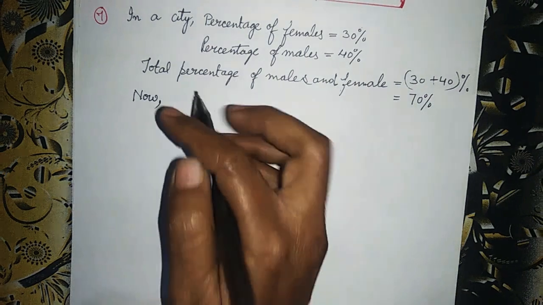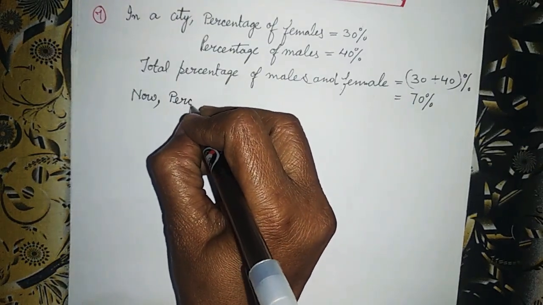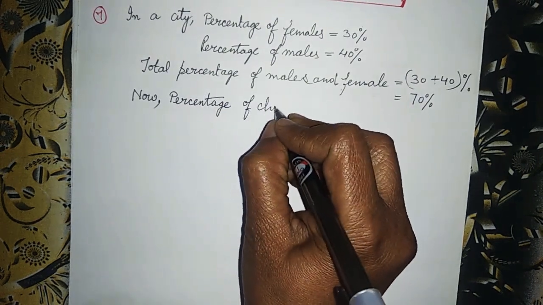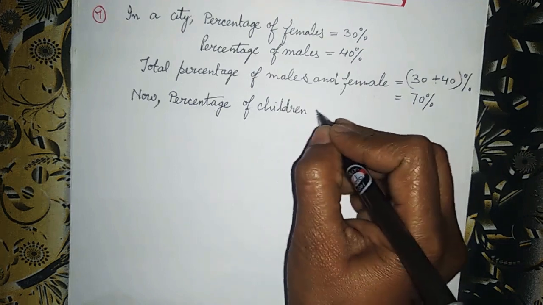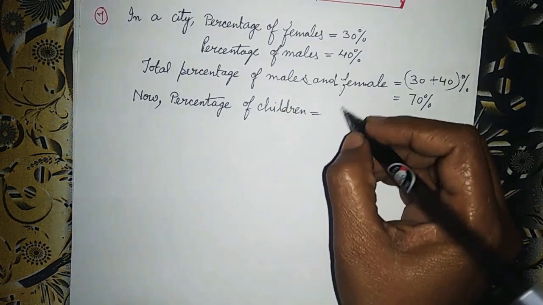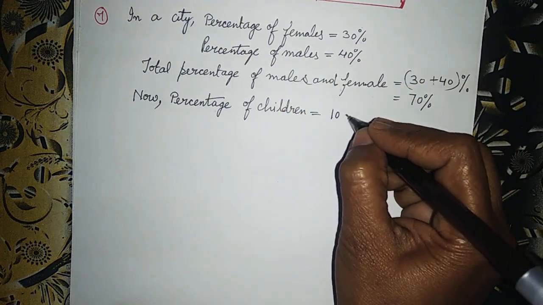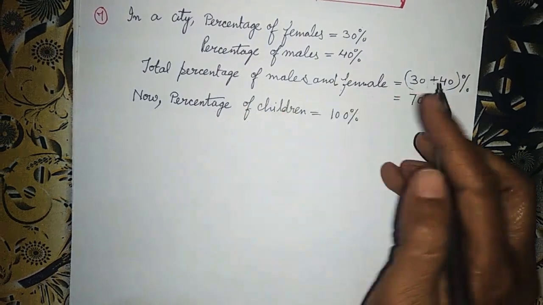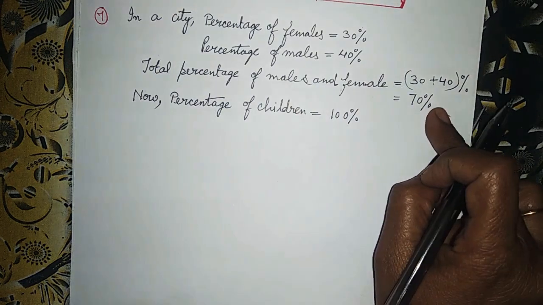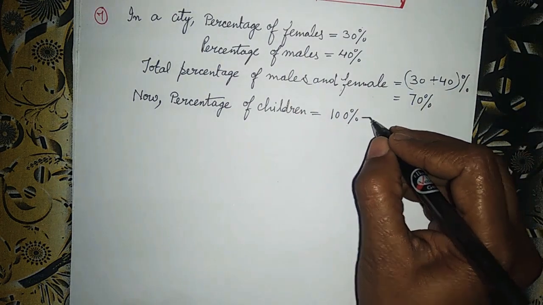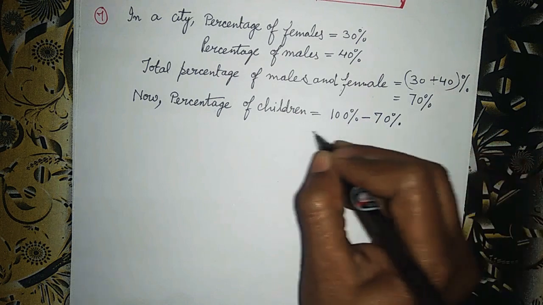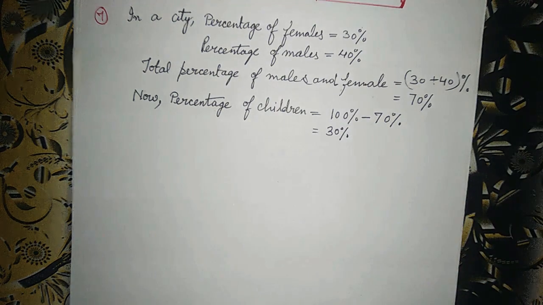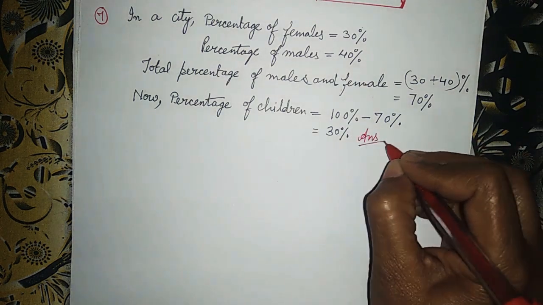Now what we will do? For percentage of children, we will subtract. For total we take 100%. Okay. So for percentage of children we will subtract the sum of percentage of males and females percent. Okay. 100% minus 70% is equals to 30%. Okay students. Now this is the answer.